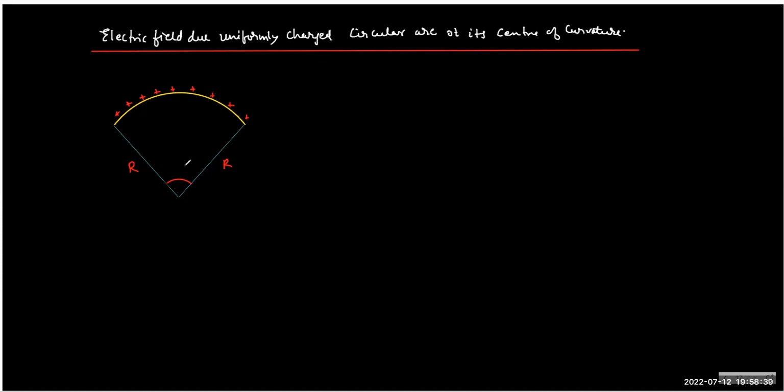So we have a circular arc, and this arc subtends an angle alpha at its center of curvature. Lambda is again the linear charge density. R is the radius, and we are trying to find the electric field at the point O. Now again, there is symmetry for sure, and what we can always say with surety is that the resultant field always follows the line of symmetry. So the net field is going to be like this, downward.